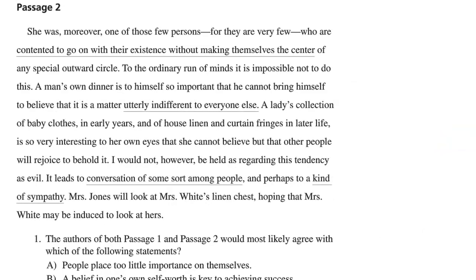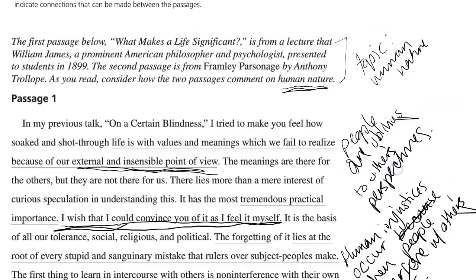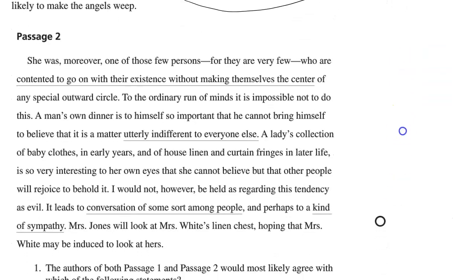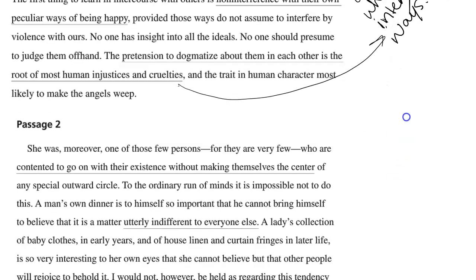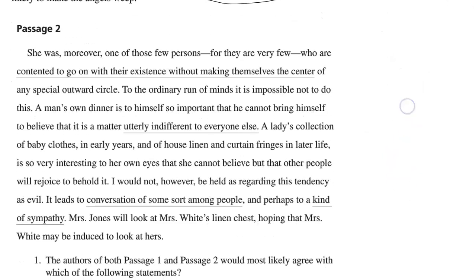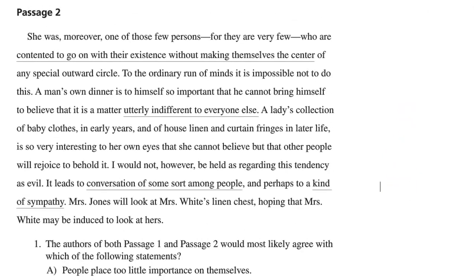Okay, we're now going to look at passage 2, and we're going to be collecting some of the main ideas in passage 2 and really be thinking about do the ideas in passage 2 support the ideas presented in passage 1? Do they oppose the ideas presented in passage 1, or maybe they complement? So thinking about the relationship between these two passages.